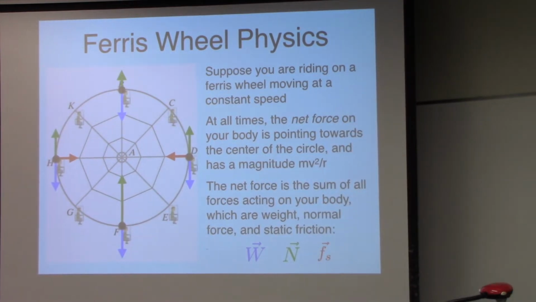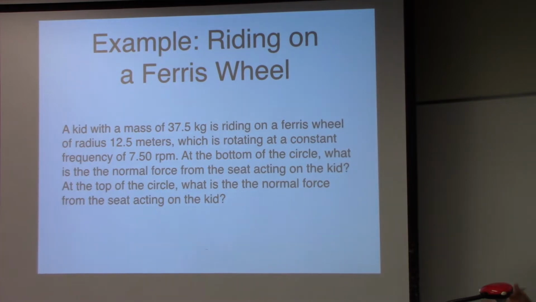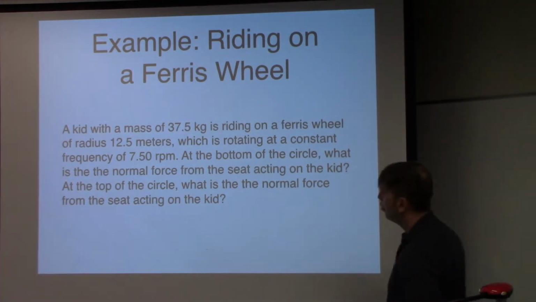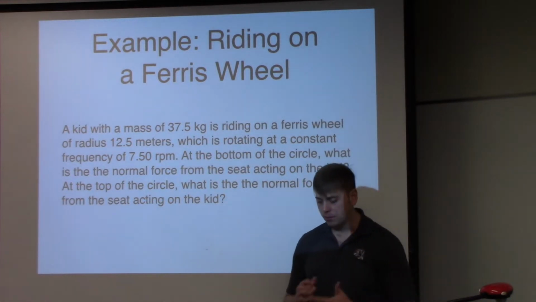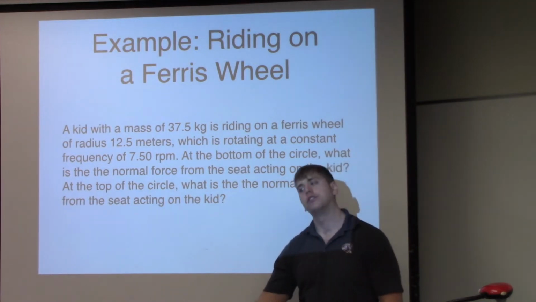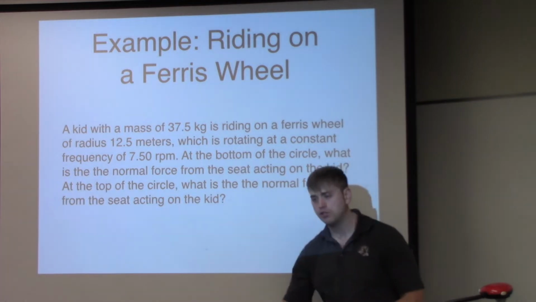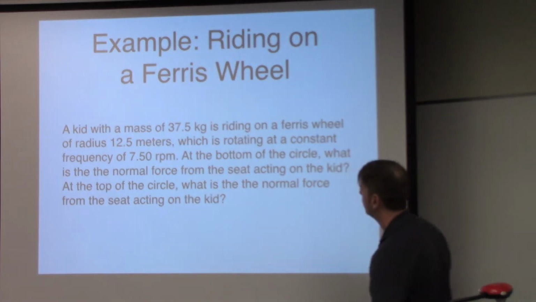So in light of that, we can do some calculations. So this is an example of someone riding on a Ferris wheel. Let's say we have a kid with a mass of 37.5 kilograms riding on a Ferris wheel of radius 12.5 meters, which is rotating at a constant frequency of 7.5 RPM. Now remember, the frequency means how many full rotations or full revolutions does the Ferris wheel make per unit of time, in this case 7.5 revolutions every minute. That's how fast it rotates.